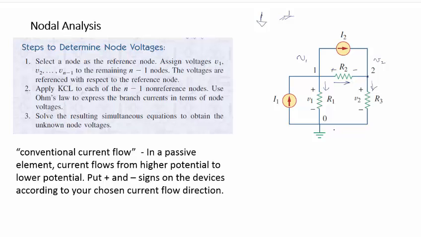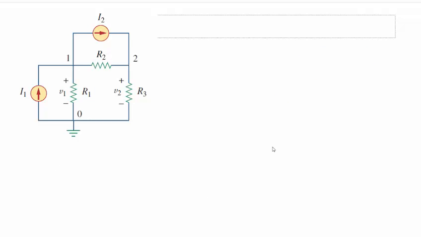So then it says write all of the node equations in terms of these voltages at the nodes. The node equations are an application of Kirchhoff's current law. And then solve the remaining simultaneous equations to obtain the unknown node voltages. So I'm going to go on to the next slide where I have a little bit more room. There's my next slide.